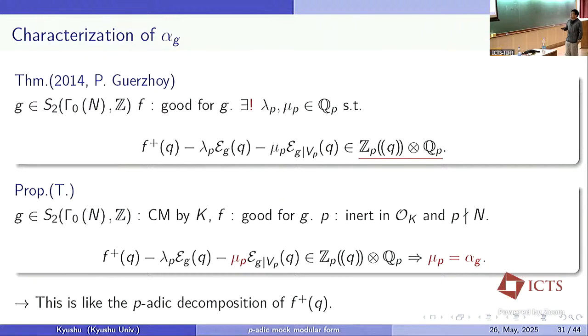Z and F are the same as in the previous theorem, and p is a prime number inert in OK, and p does not divide N. If F plus Q minus lambda p epsilon ZQ minus mu p epsilon ZVPQ is an element in GPQ tensor QP, then the coefficient mu p is equal to alpha Z. And I think this is like the p-adic decomposition of F plus Q.